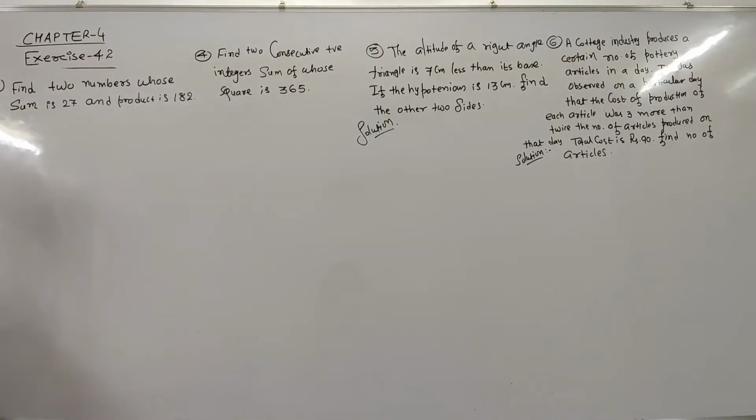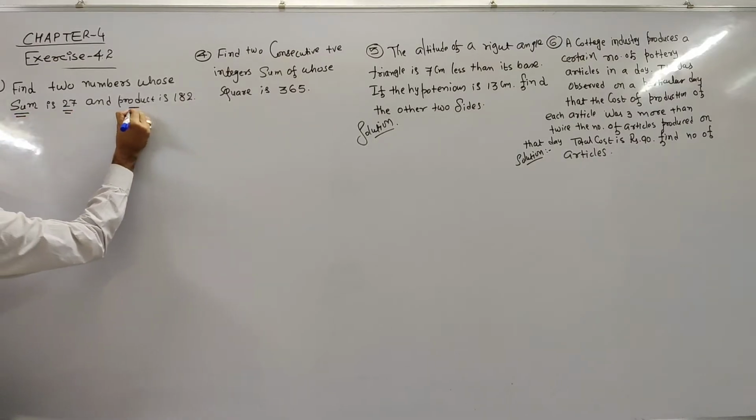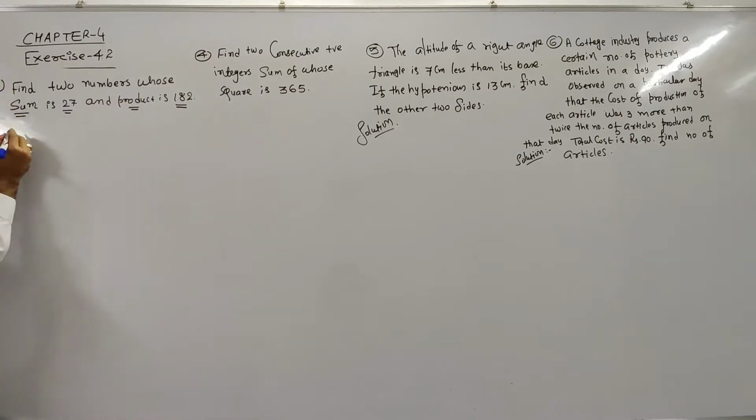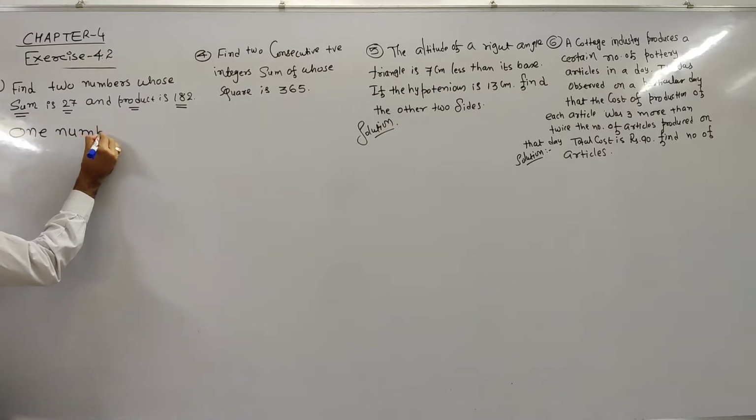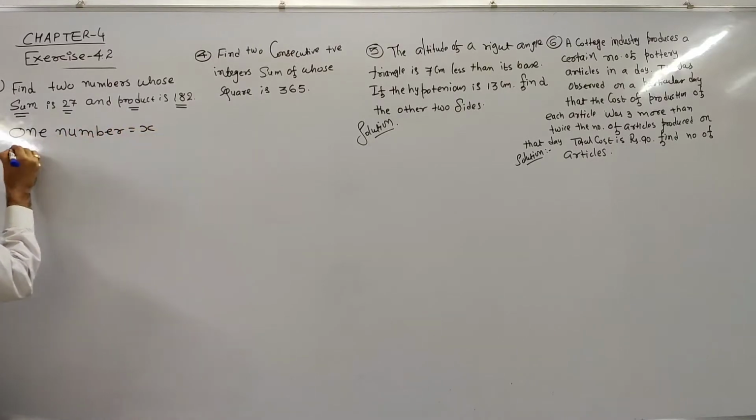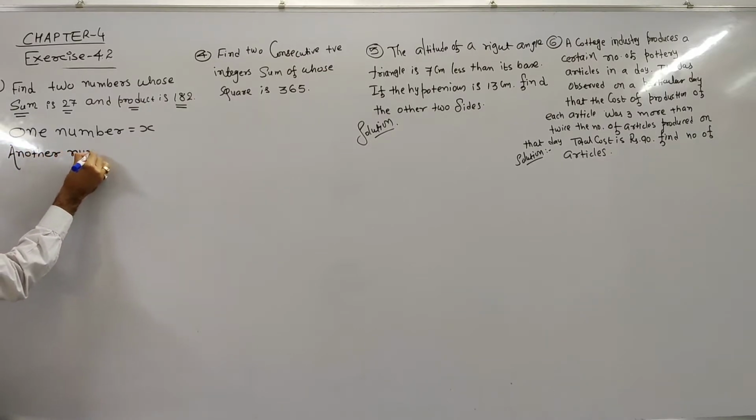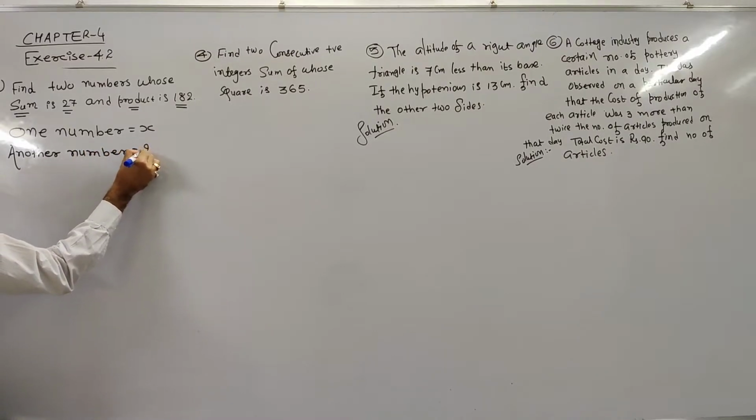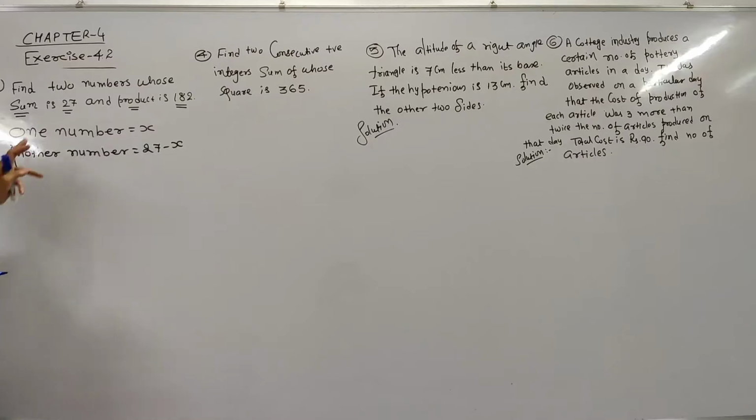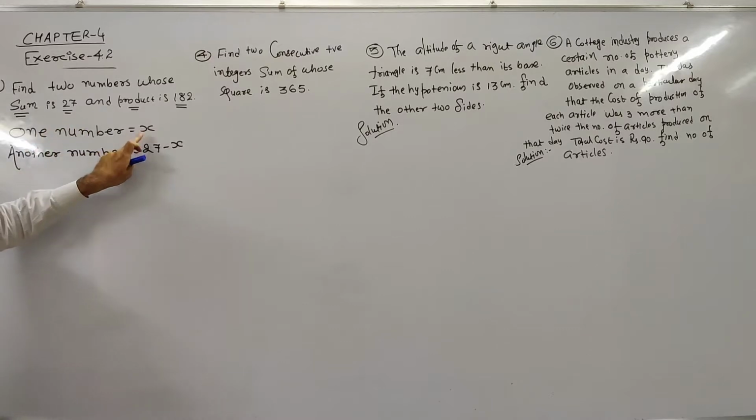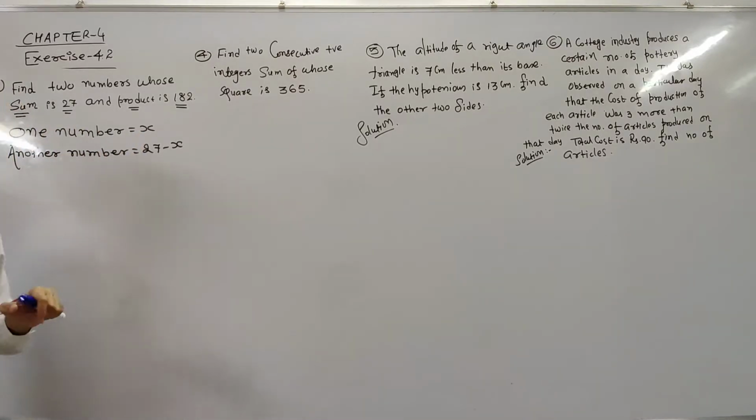Well, the third example is: find 2 numbers whose sum is 27 and their product is 182. Two numbers are given to you. Therefore, suppose one number is x. Therefore, another number is 27 minus x, because you know the sum of the 2 numbers is 27. If one is x, the other one is 27 minus x.